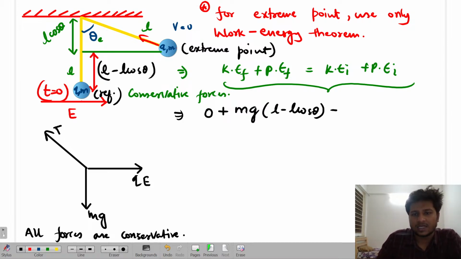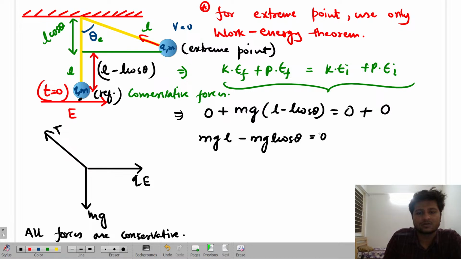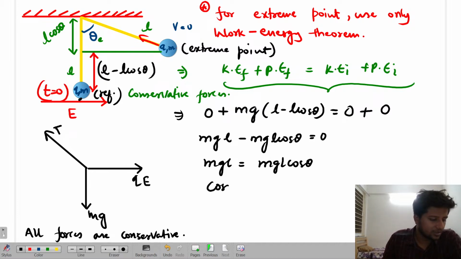And that must be equal to kinetic energy initially, तो यहाँ पे रेस्ट पे है ना, zero, plus once again, what if this is my reference point, what is the value of potential energy? Zero. Are you able to get me or not? So equation is how much? mgL minus mgL cos theta is equal to 0, or mgL is equal to mgL cos theta, and cos theta is equal to क्या लिखेंगे?